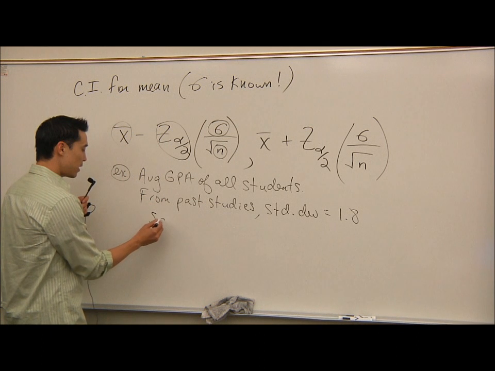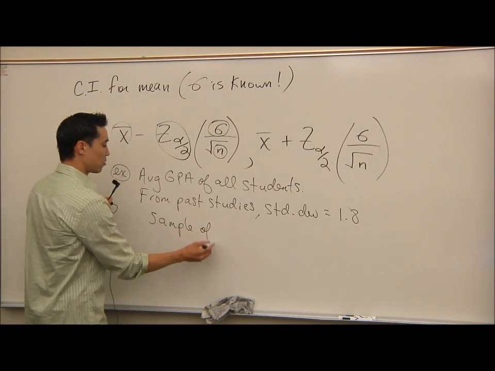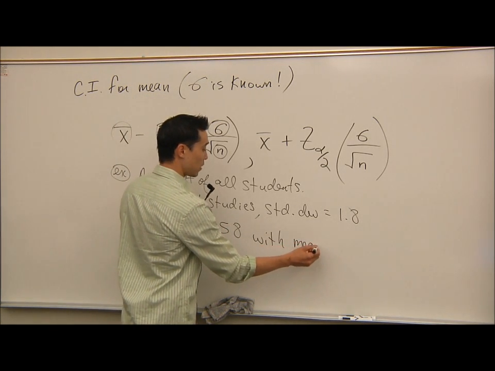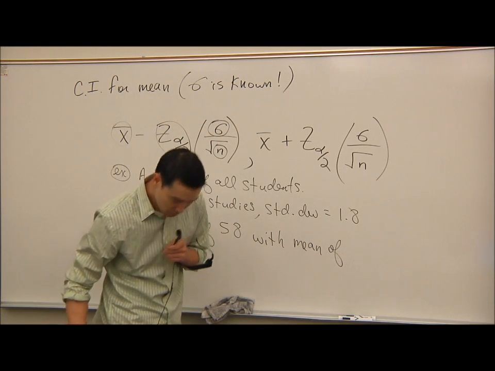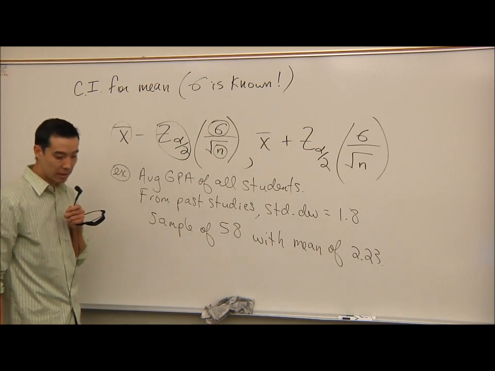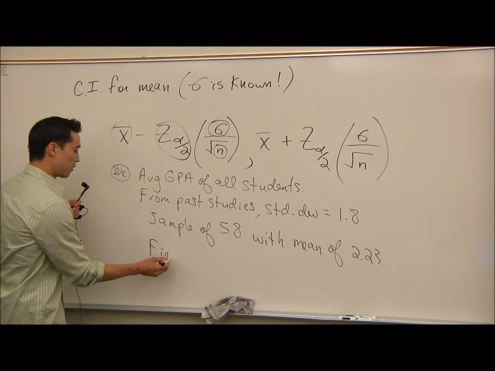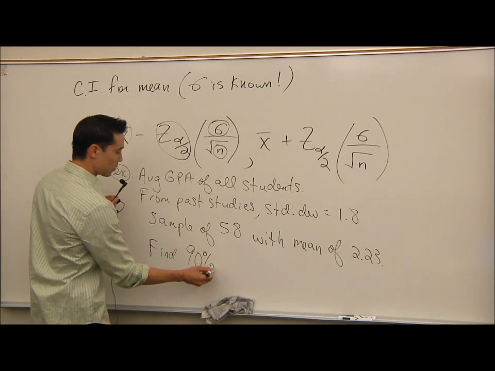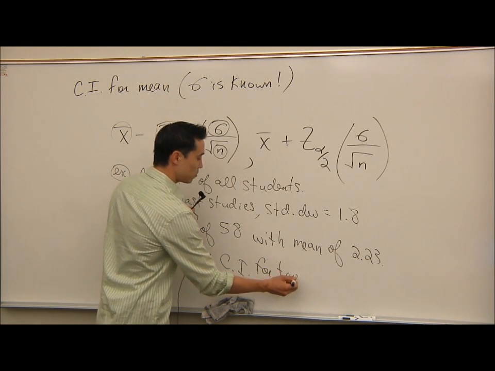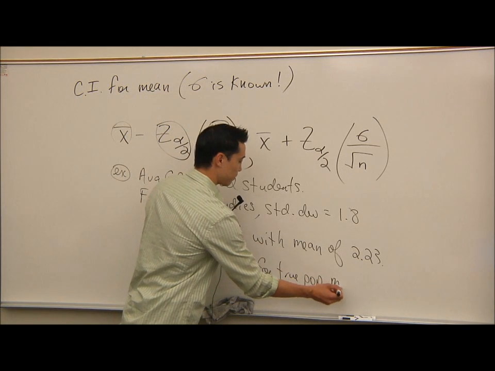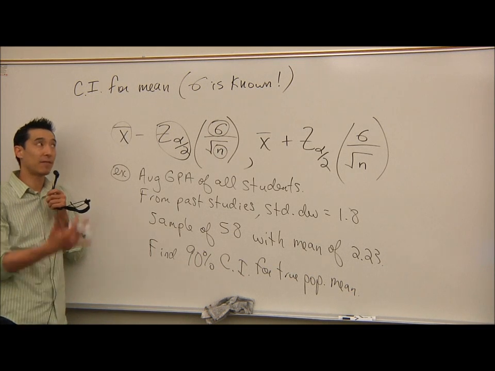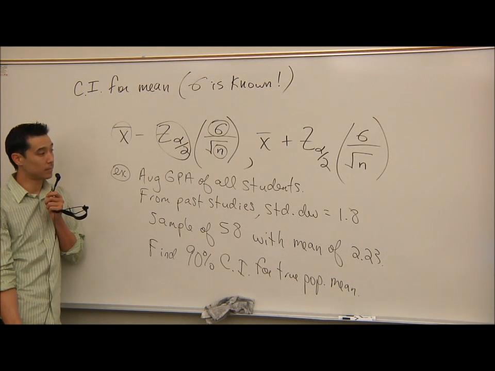So we have a sample of 58. They had a mean of 2.23. And the question says, find the 90% confidence interval for the true population mean. Okay? This is a very typical problem in finding a confidence interval for the mean.